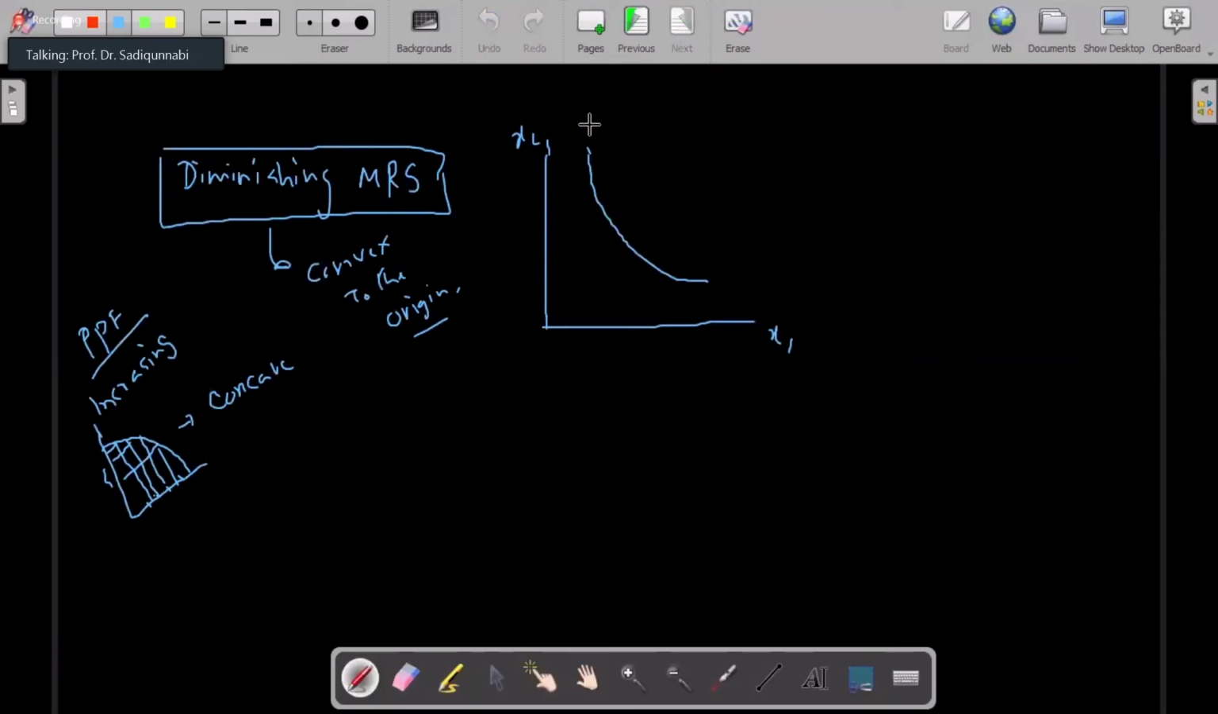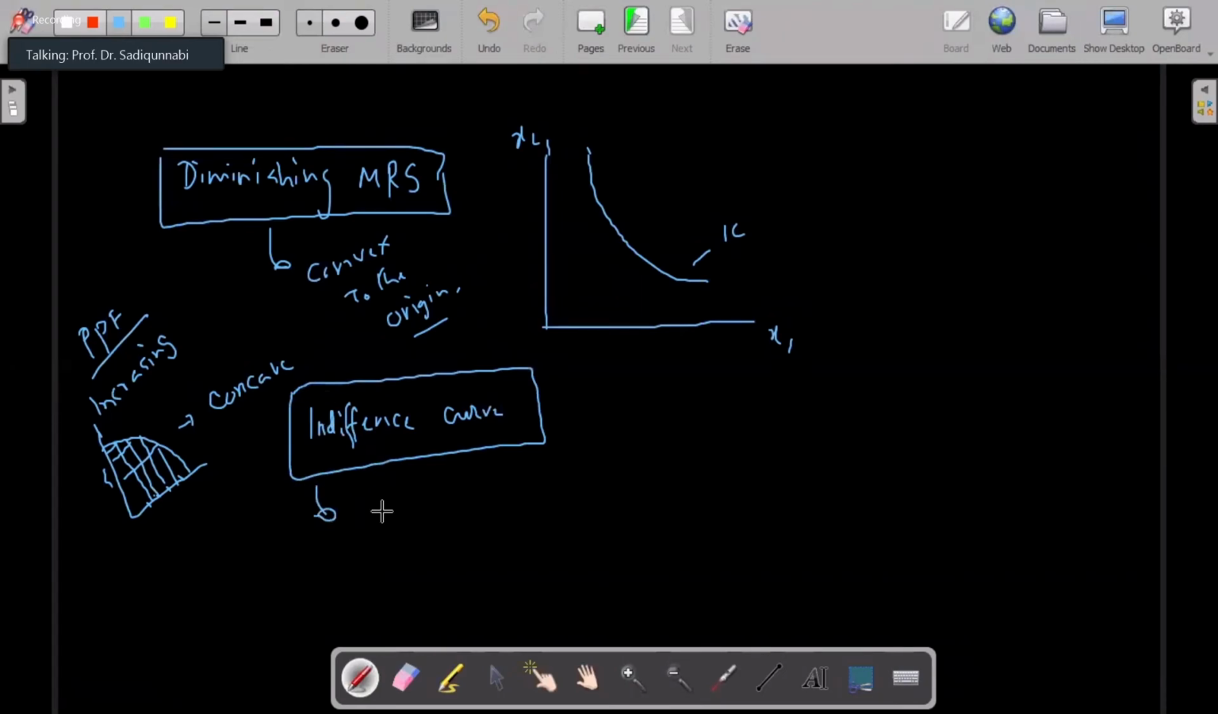So this graph looks like this, and the name of this graph is indifference curve, IC. Why is it called indifference curve? Because the consumer is indifferent along the line. Can you tell me why the consumer is indifferent along the line?